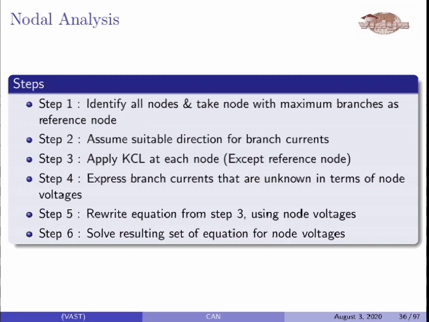And apply KCL at each node except the reference node. You have to apply Kirchhoff's Current Law, express each branch current using the unknown voltages, rewrite the equations from step 3 using node voltages, and solve the resulting set of equations for the node voltages. These are the steps to be followed in the node analysis method.